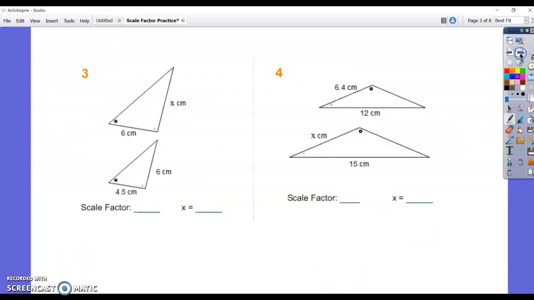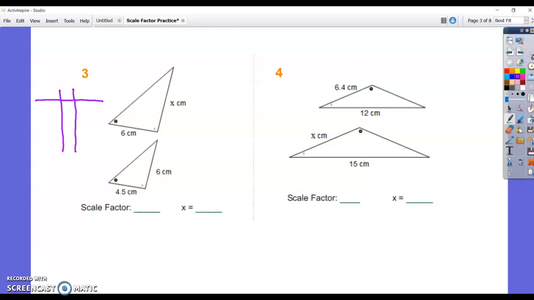Let's look at number 3. Okay, so in number 3 we have a reduction. Our scale factor should be a number that is less than 1. And so with that, I'm going to do the table. I'm using the table to help me to understand what I'm doing here, to set it up neatly.